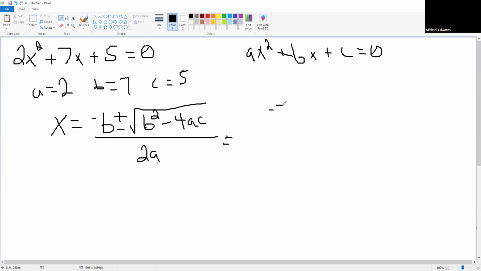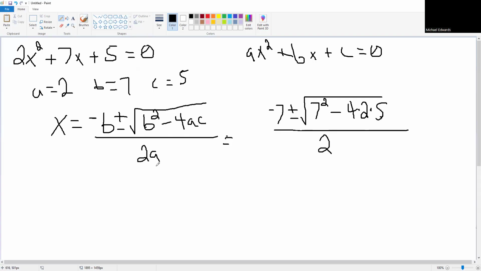B, okay, so this is -7 plus or minus the square root of B, which is just 7. This is negative because this B is negative. 7 squared minus 4 times A times C, which is 5. Okay. All over 2A, which is 2. Now I could put these in parentheses. I guess that might help. But the logic's the same.